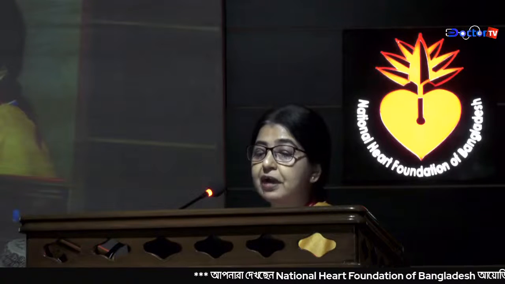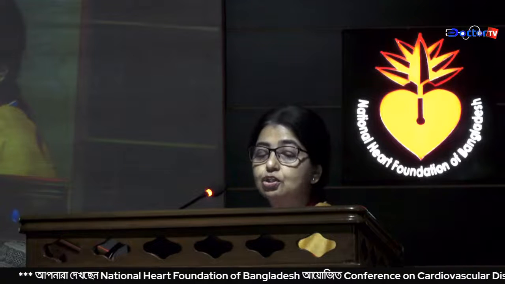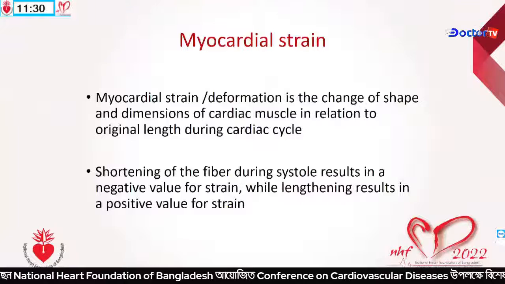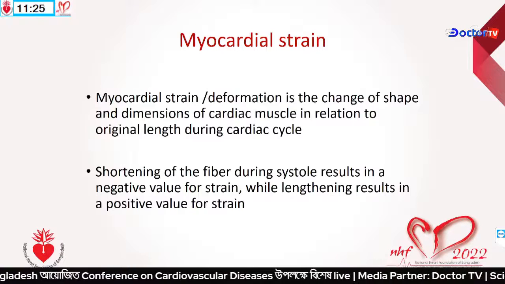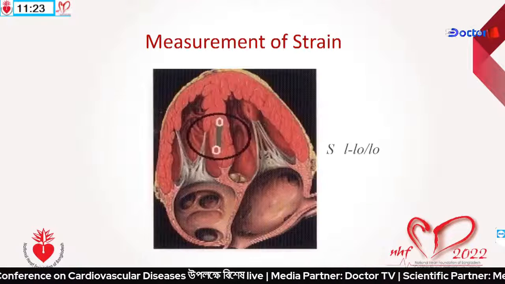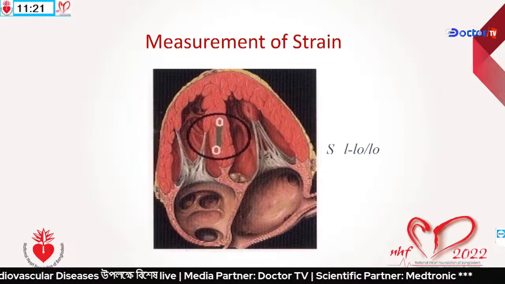So what is strain? Strain, or deformation, is the change of shape and dimensions of cardiac muscle in relation to its original length during the cardiac cycle. Shortening of the fiber during systole results in a negative value for strain, while lengthening results in a positive value for strain. Here is a schematic presentation for measurement of strain.